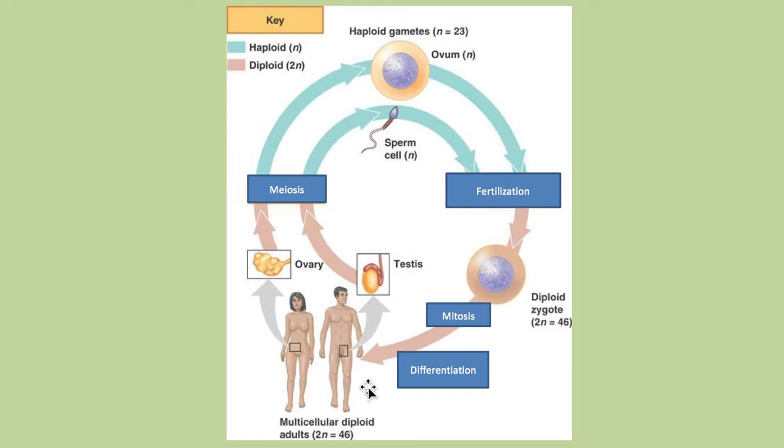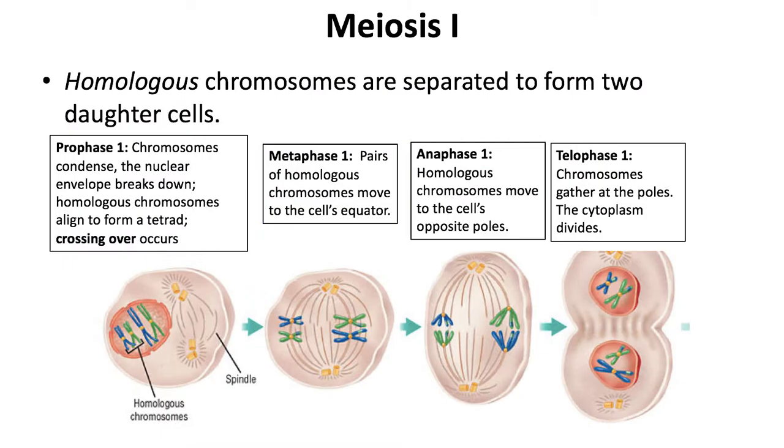Now, in this chapter, we're going to focus on this part, where in a female's ovary and in a male's testes, the process of meiosis happens, and we produce egg and sperm, which are haploid. So how do we go from 46 chromosomes down to something that has only 23? That's what meiosis does.